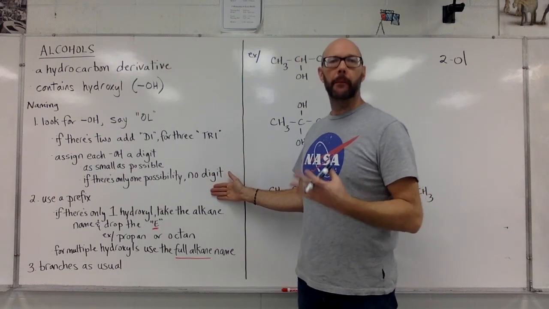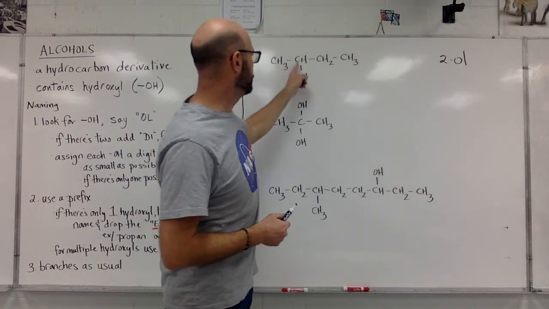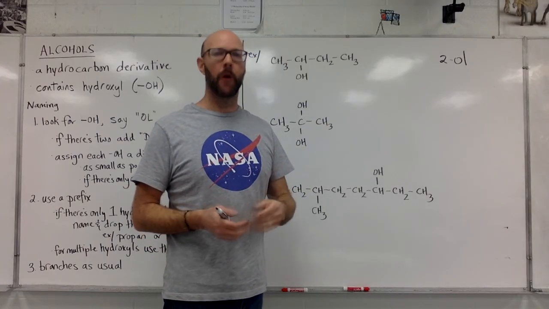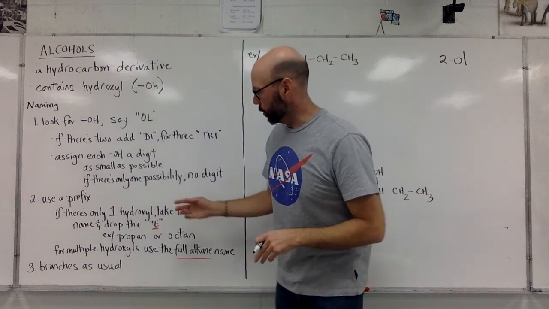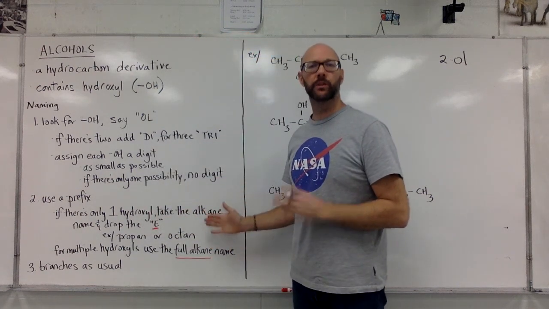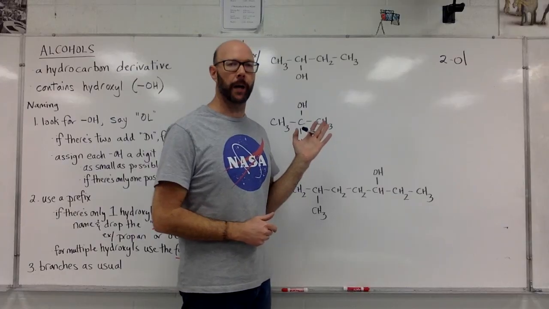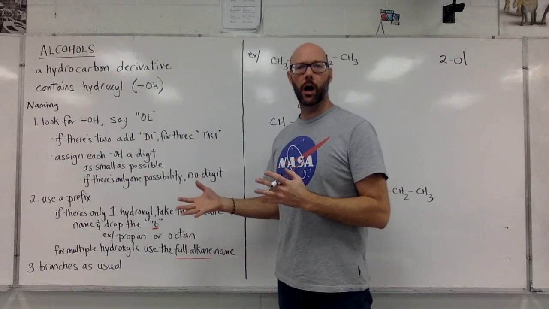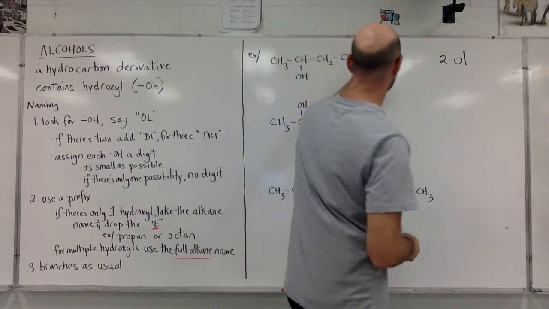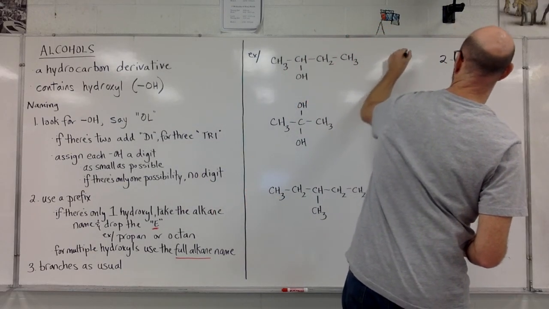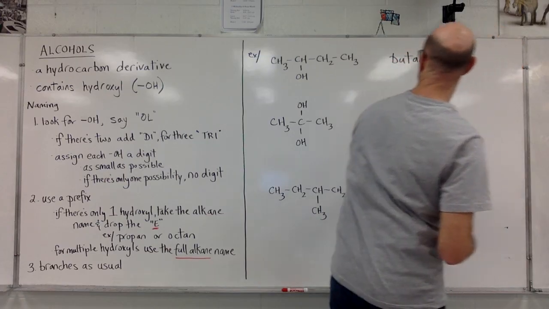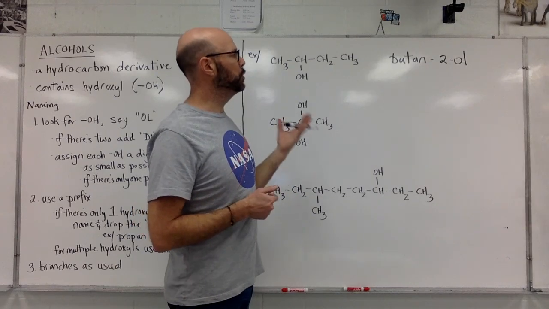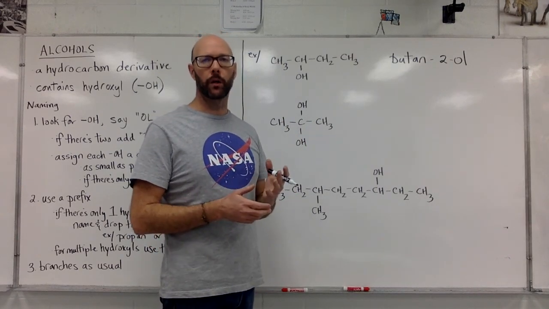Use a prefix. How many carbons in this chain? 1, 2, 3, 4. So we're going to name that like it was an alkane, which would be butane. Here though, because there's only one hydroxyl, there's only one OH in this compound, we're going to take that name, butane, and take the E off, butan. The final name here doesn't exactly roll off the tongue, but it's butan-2-ol.